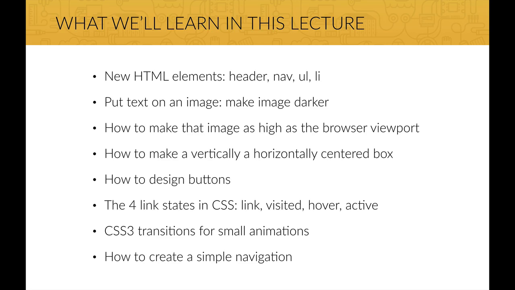We'll meet new HTML elements such as header, nav, UL, and LI. We'll learn how to make a background image darker in CSS so that we can put text on it. We will learn how to make that image exactly as high as the browser viewport. And then we'll make a vertically and horizontally centered box with some text and buttons in it. And we'll actually design those buttons as well. Then we'll learn the best way to style links in CSS. And we'll even make a simple CSS3 animation with these buttons. And finally, we'll make a simple navigation. So let's waste no more time and go straight back to Brackets.